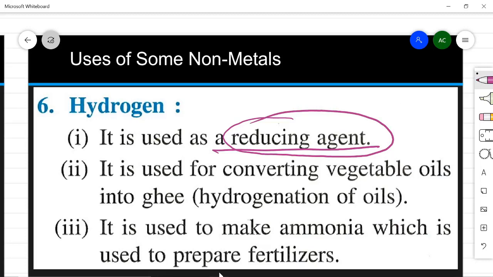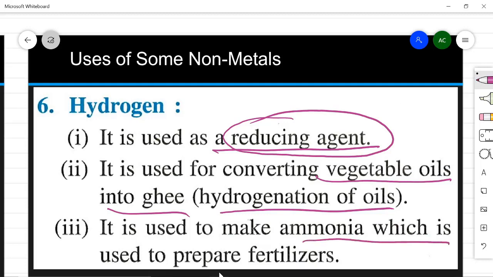Then it is used for converting vegetable oils into वनस्पति घी. इस प्रोसेस को बोलते हैं hydrogenation of oil. And in hydrogenation of oil, the vegetable oils, for example, coconut oil or any other mustard oil, are converted into vanaspati ghee. It is also used to make ammonia, which is used to prepare fertilizer. So hydrogen ammonia बनाता है और ammonia से fertilizers बनते हैं.